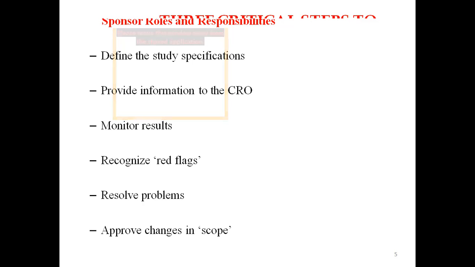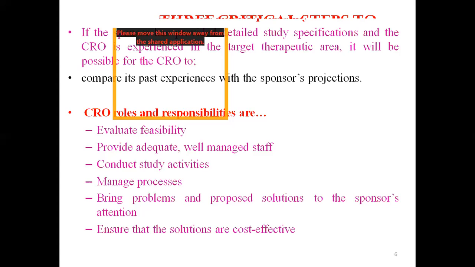After that, if there is any change in scope while you are doing the process, or any necessity to change the scope of the clinical research, it has to be approved and discussed with the CRO along with the sponsor. If the CRO does a detailed study of the specifications, and has experience in the internal target therapeutic area, it will be possible for the CRO to do so, compared to past experience with the sponsor's projection.